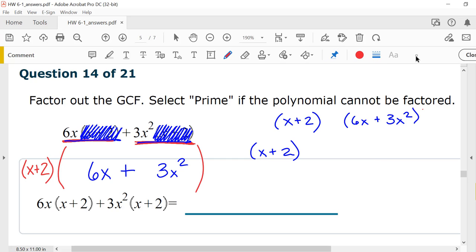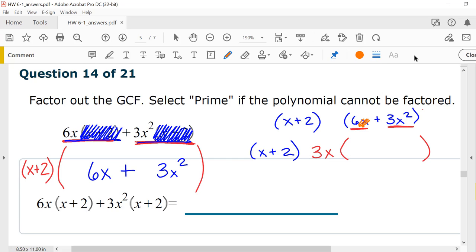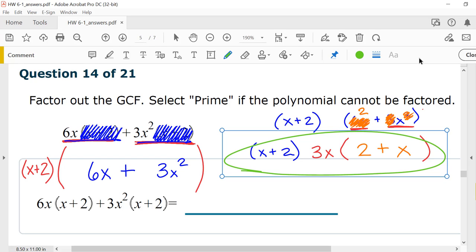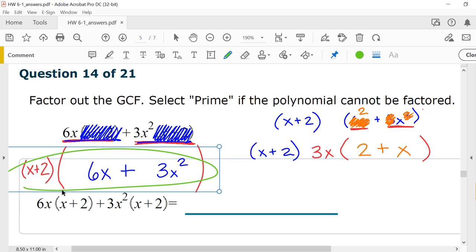Now from these two terms here, I can factor out a 3x. And what will be left? If I pull out an x and a 3, 3 goes into 6 2 times. So a 2 is left, plus factor out a 3, factor out an x, I'm left with x. So this is the answer if it wants it completely factored. It may be good with just factoring out the GCF of x plus 2.